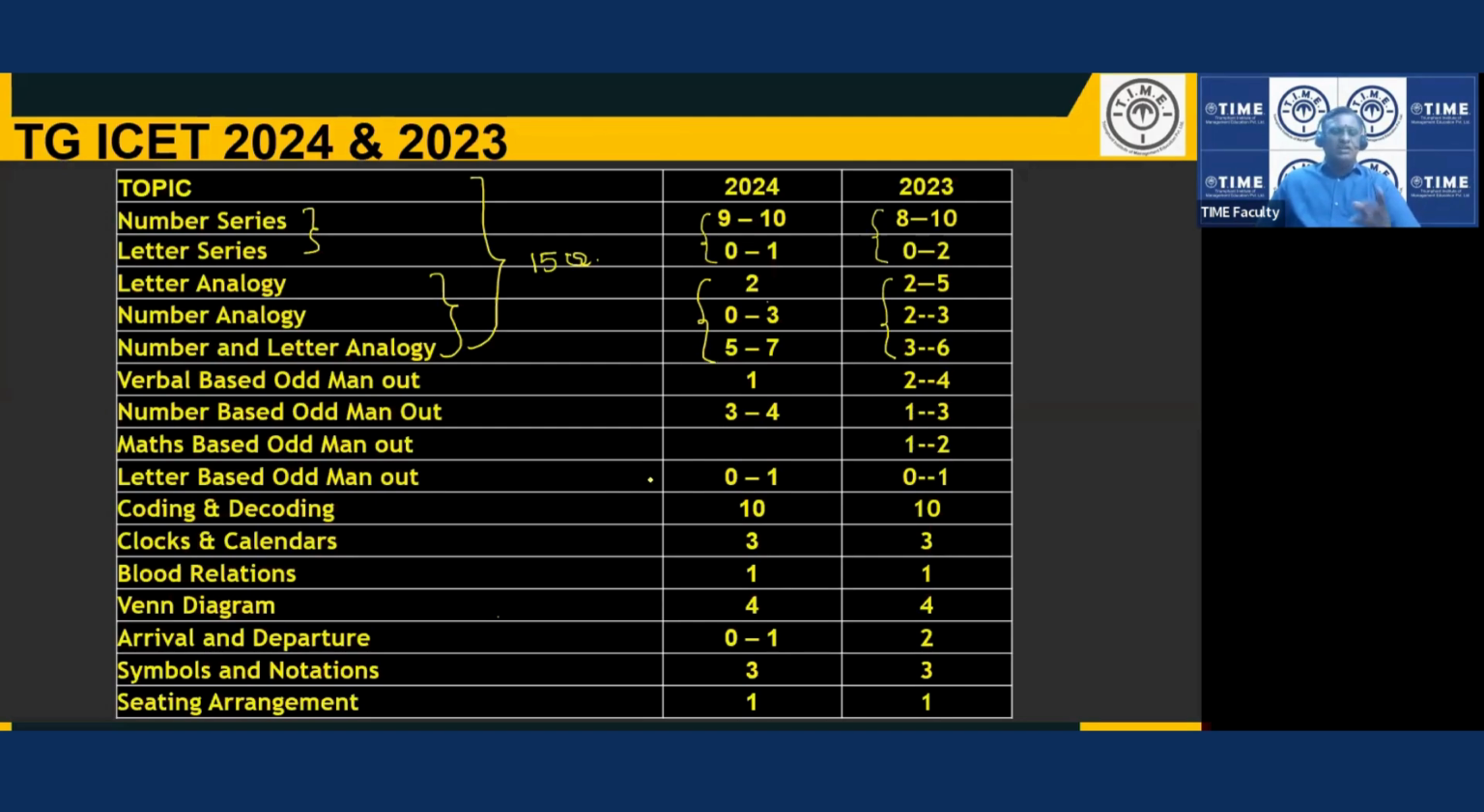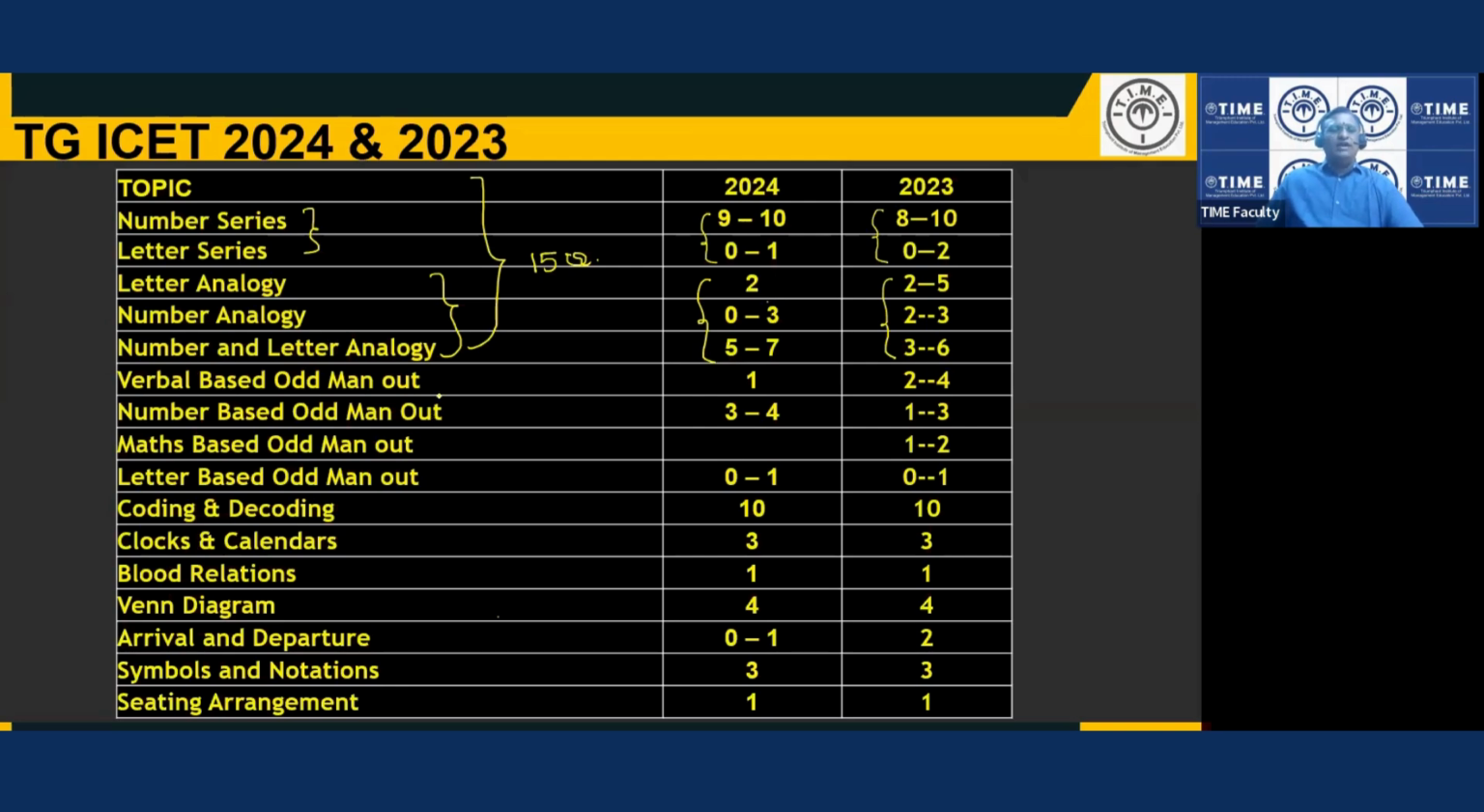Analogy questions sometimes vary, I will tell you. In the last 25 years of ICET history, on 2 occasions there were only 15 questions from series, with zero analogy questions in those 2 years. I don't know the particular year numbers, but series questions alone were given 15 twice. That's why the major topic is number series.